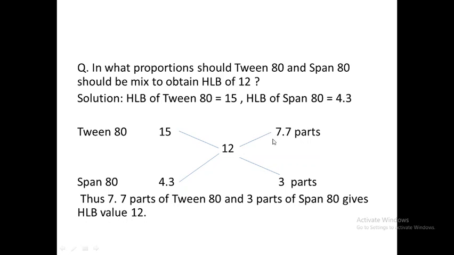Now see, serially, 7.7 parts of Tween 80 and 3 parts of Span 80. So if you mix 7.7 parts of Tween 80 and 3 parts of Span 80, you will get the mixture with HLB value 12. The parts indicate you can use any unit, for example 7.7 ml of Tween 80 and 3 ml of Span 80. If you mix them together, you will get the mixture with HLB value 12.